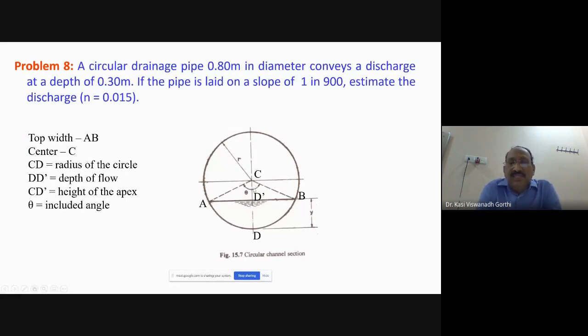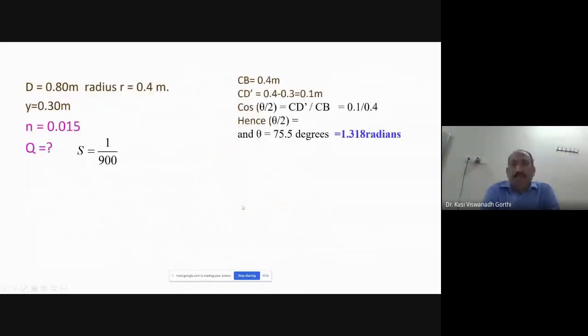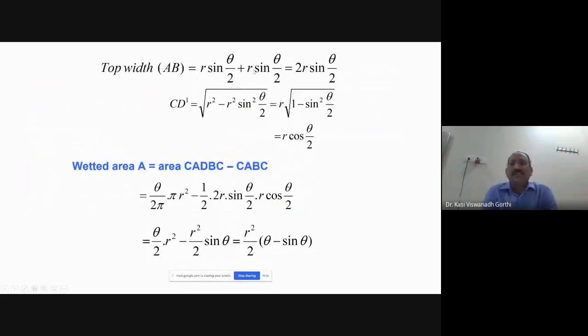Since the included angle in the half triangle is theta by 2 and CB is the radius R, this becomes R cos theta by 2, and this becomes R sin theta by 2. So you have the top width to be twice of R sin theta by 2. Similarly, the vertical intercept CD dash would be R cos theta by 2, the height of the apex.